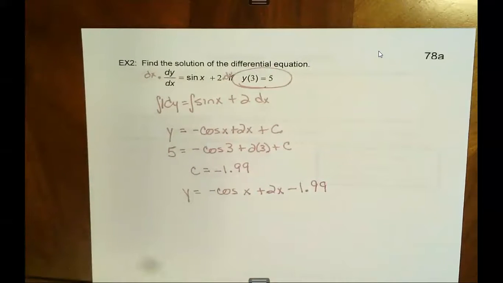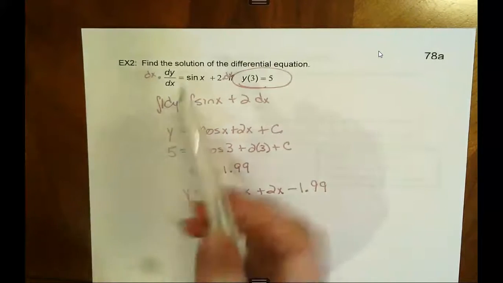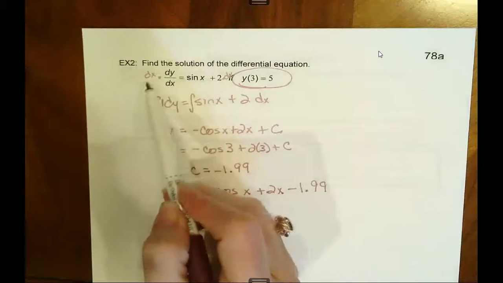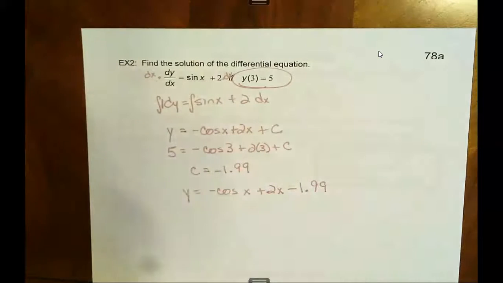Now, that is solving a differential equation, and our entire lesson for the next lesson, 79, is going to be on solving differential equations. So we're going to have a lot more of that. But for today, they're pretty simple. You just need to multiply by the dx, and then you can integrate. The y's would be on one side, the x's on the other.